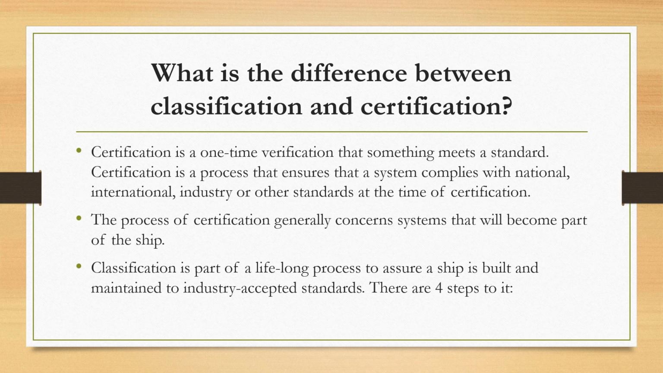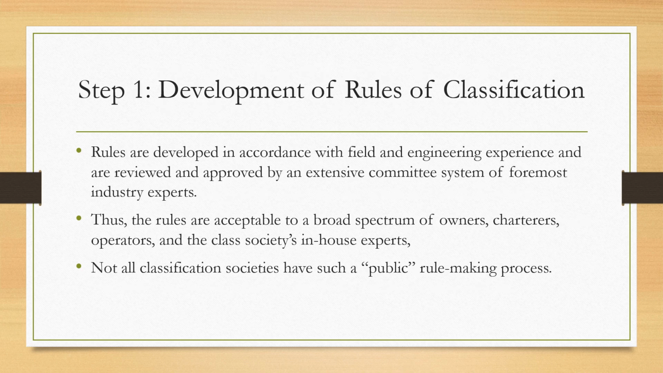Classification, on the other hand, is part of a lifelong process to assure that a ship is built and maintained to industry accepted standards. There are 4 steps to it, and I'll take you through the 4 steps. Step 1 is the development of rules of classification. Rules are developed in accordance with field and engineering experience and are reviewed and approved by an extensive committee system of foremost industry experts. Thus, the rules are acceptable to a broad spectrum of owners, charterers, operators, and the class society's in-house experts. Not all classification societies, although, have such a public rule-making process.